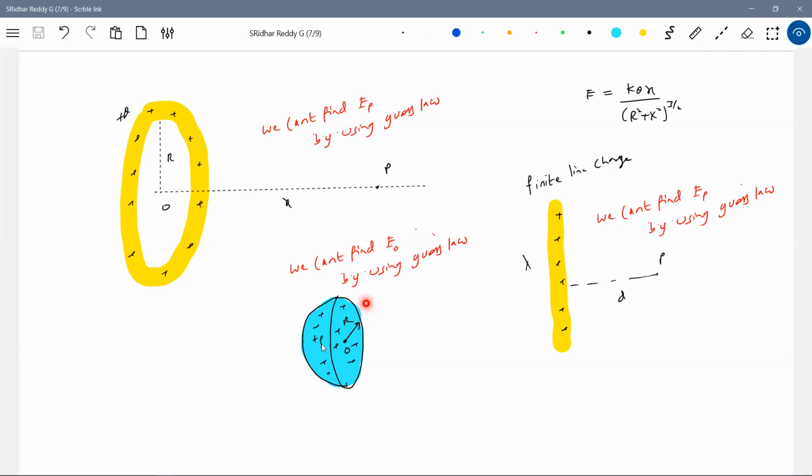Fine, so there's no problem with Gauss law. The problem is that we are unable to imagine a suitable Gaussian surface. So nothing to do with Gauss law. Gauss law is a very fundamental law, like Coulomb's law, so don't question it. Don't say Gauss law is wrong. In all, about 3 cases.